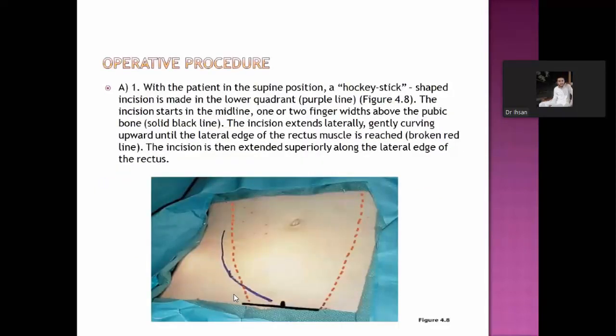The operative procedure. The first step is with the patient in the supine position. A hockey stick shaped incision is made in the lower quadrant, purple line. You can see the incision starts in the midline, one or two finger widths above the pubic bone, solid black line. This incision extends laterally, gently curving upward until the lateral edge of the rectus muscle is reached. The incision is then extended superiorly along the lateral edge of the rectus abdominis.